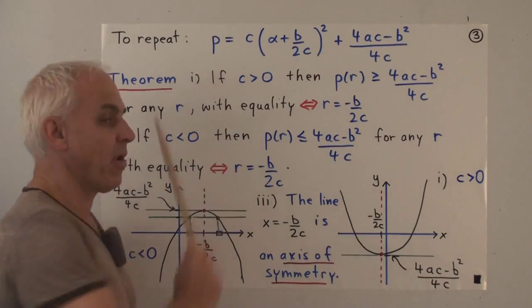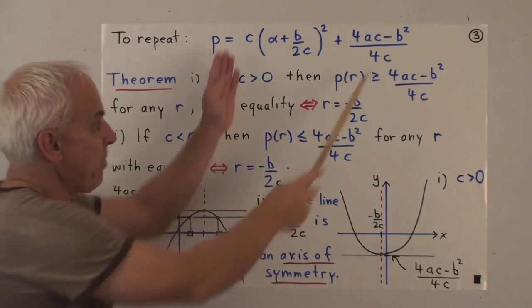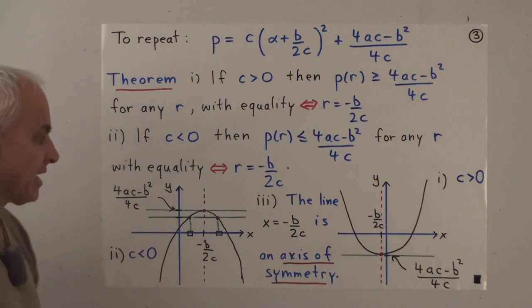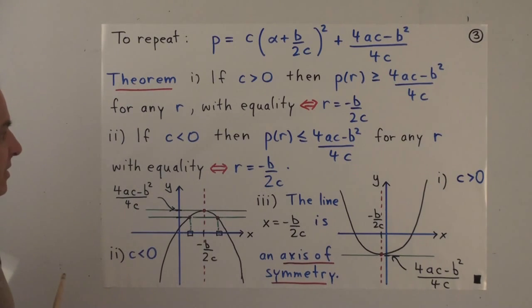We've rewritten the polynomial p in this fashion here. So it's the same polynomial, it's just been rewritten. And now we're going to deduce some important things. So we'll put these together in a theorem, 3 different statements.